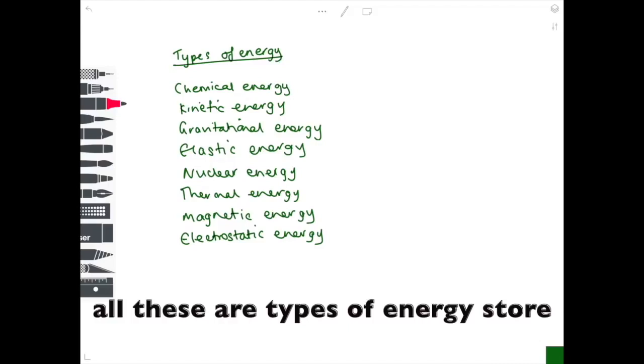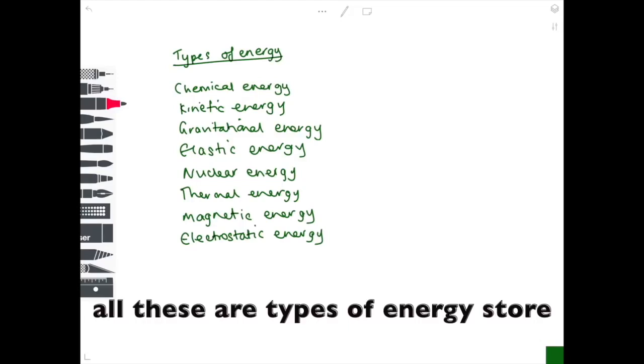Gravitational energy, as the name suggests, is energy associated with an object gaining height, so anything that has been lifted will gain gravitational energy, for example, a chairlift, a ski resort, an aeroplane, these all have gravitational energy, an apple being picked up, for example.